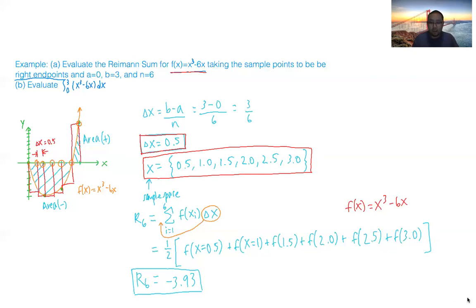And so let me open this screen and then I'll rewrite it. So we are trying to, again, this is for part B now, we're evaluating this integral from 0 to 3 of x cubed minus 6x dx.